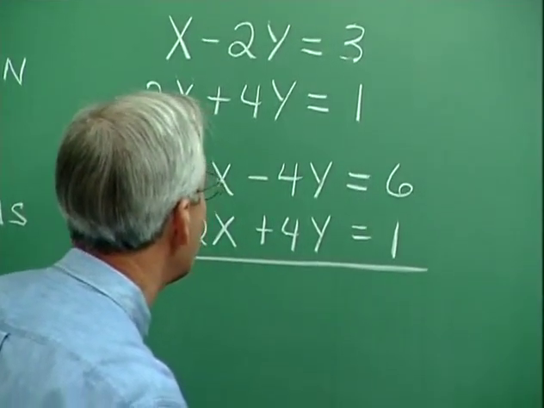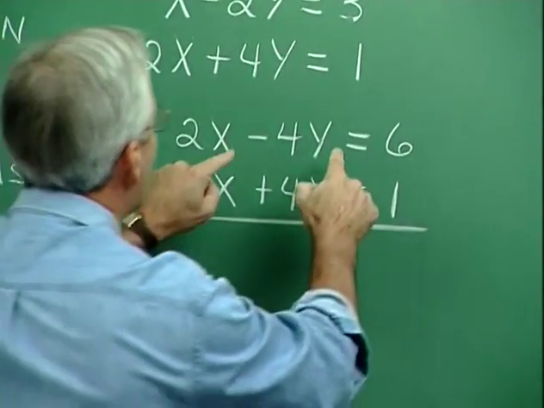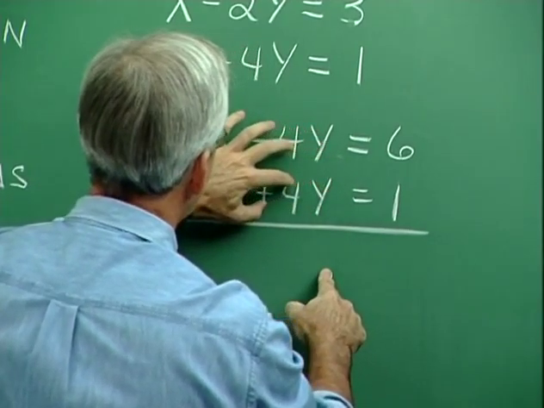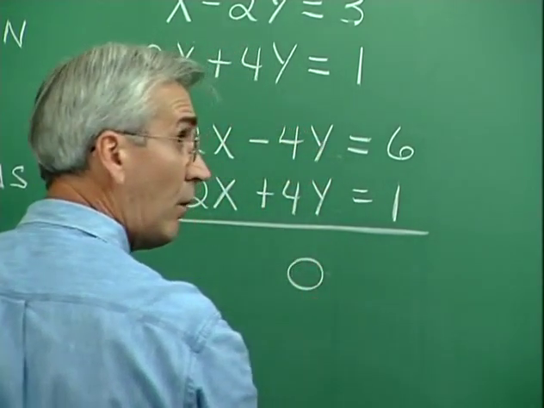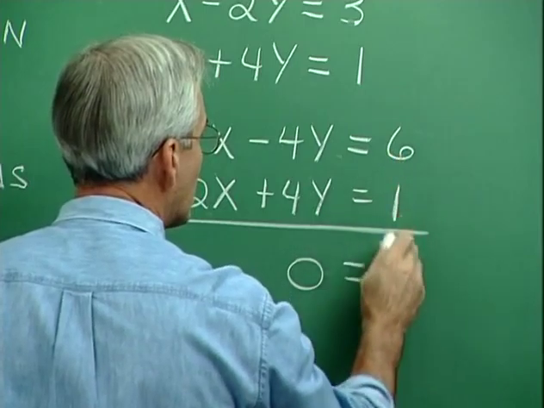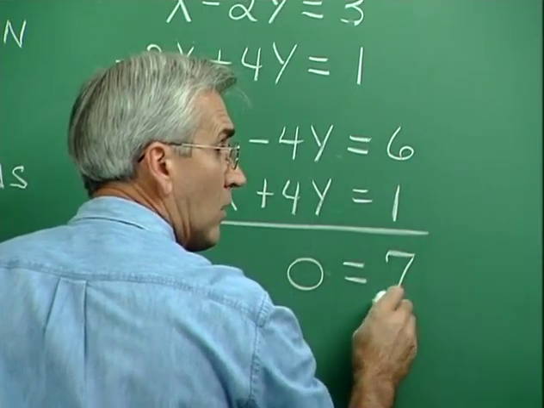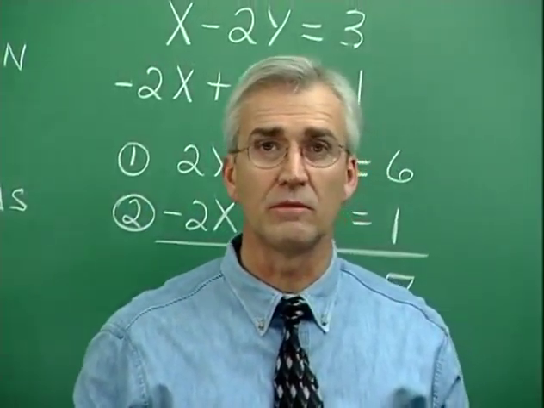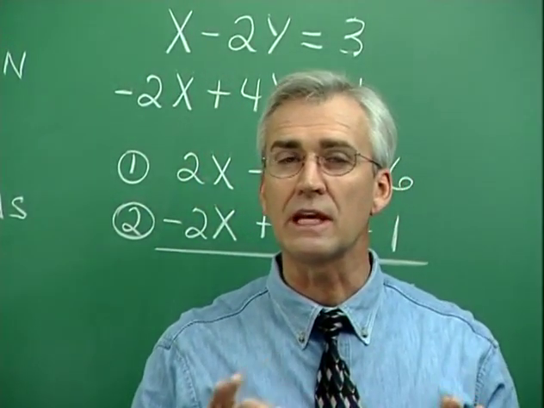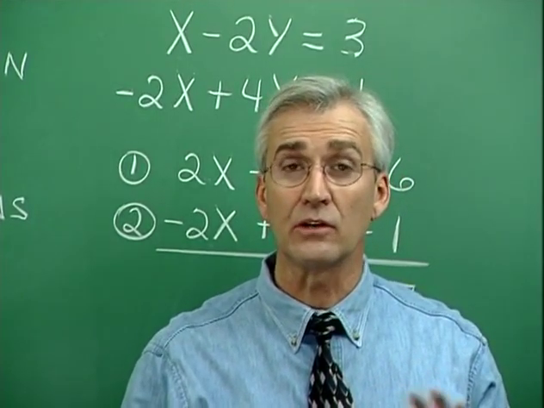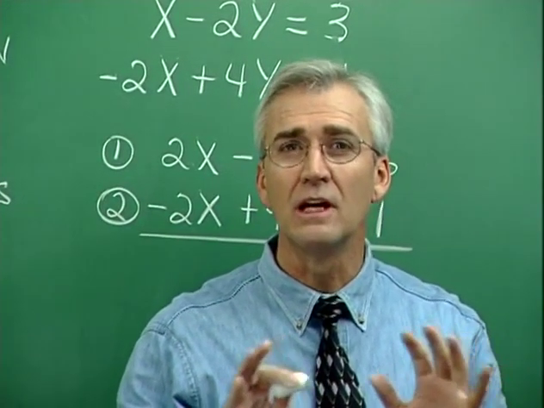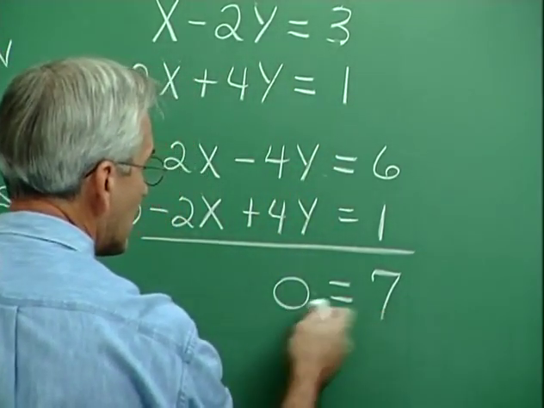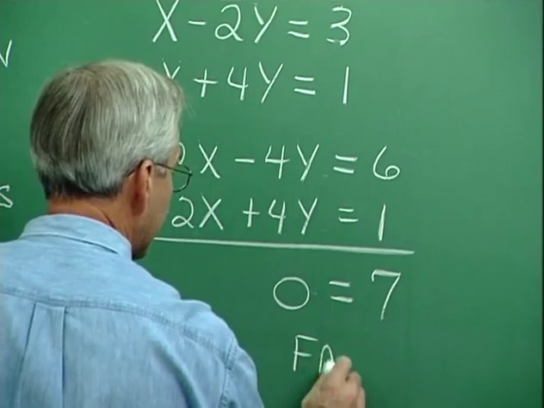But then we look over here at the y's and we say, uh-oh, because minus 4y plus 4y, that's 0y. So all of the terms over here have disappeared. We have simply 0 over here. And on the right, we have 6 and 1, 7. Now, when both variables disappear from the system at the same time, you look to see whether the resulting statement is true or false. And that's the thing that tells us the kind of system that we have. Now, this statement, 0 equals 7, is a false statement.